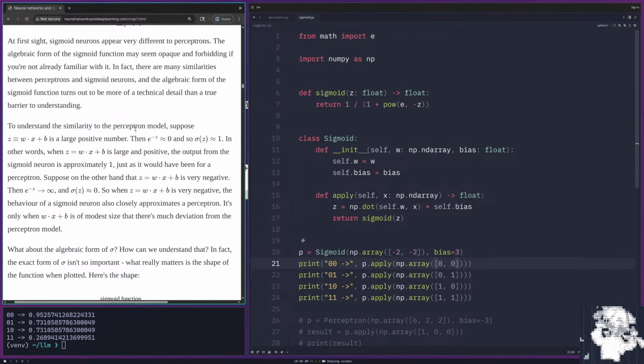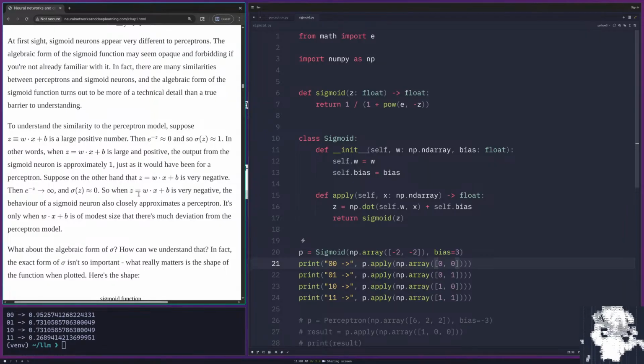To understand the similarity to the perceptron model, suppose z, defined as w.x plus b, is a large positive number. Then e to the negative z is approximately 0, so sigmoid of z is approximately 1. In other words, when z equals w.x plus b is large and positive, the output from the sigmoid neuron is approximately 1, just as it would have been for a perceptron. And that's what we are seeing here. Suppose, on the other hand, that z equals w.x plus b is very negative, then e to the negative z tends towards infinity, and sigmoid of z is approximately equal to 0.